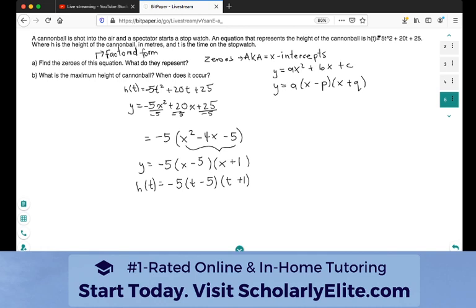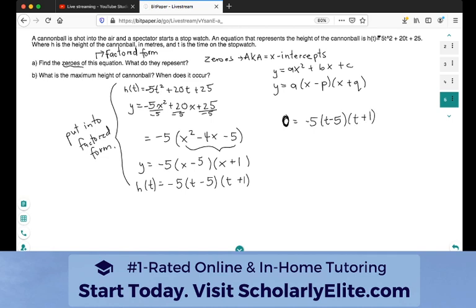Now, keeping this in mind, they've asked us for our zeros. So we've done step 1, which is put into factored form. Yay! Wonderful. Now what we're going to do is literally make all of this equal to 0. So we want to know at what point the cannonball started, when the height was 0. So we want to know what time it was when the height was 0. So we're going to make everything equal to 0: -5(t minus 5)(t plus 1).